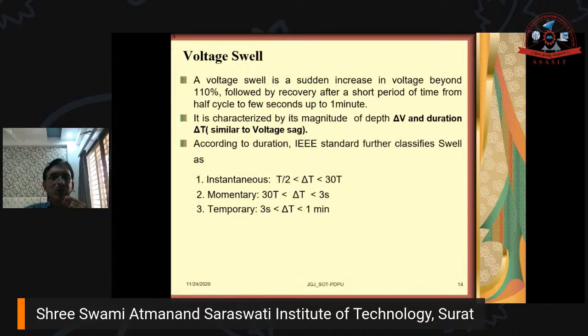Now coming to the voltage swell or the rise, what is voltage swell? As per the IEEE, you must remember the definitions or the concepts as per IEEE or IEC standards. A voltage swell is a sudden increase in the voltage beyond 110%, followed by recovery after a short period of time from half cycle to few seconds up to 1 minute. All the three-phase appliances or machines we are designing at 414 volt plus or minus 10%. The maximum secondary terminal voltage of the transformer in India is 433 volt.